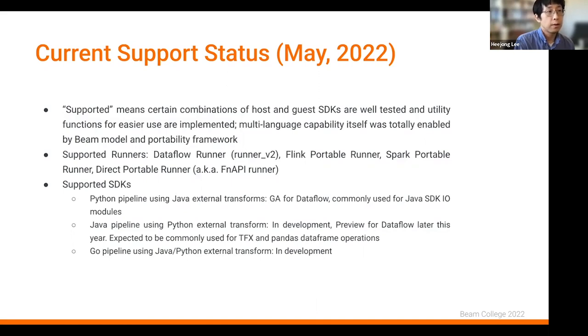Yes. So SDK container image, you probably mean the pipeline option of SDK container image. Using the SDK container image option already means that you're using the Fn API, also known as the portable pipeline. So yes, you can use that option to use your own custom container.